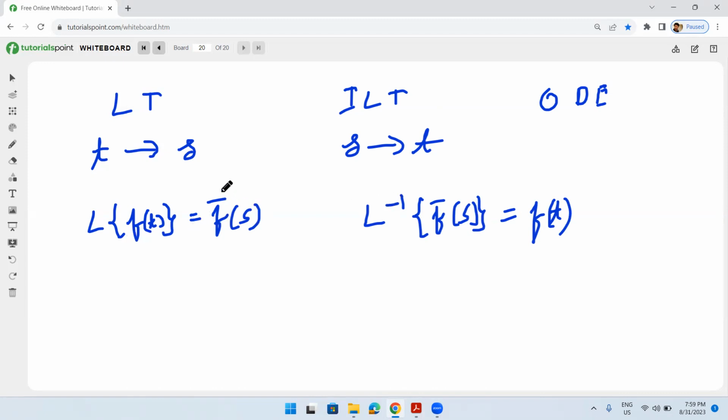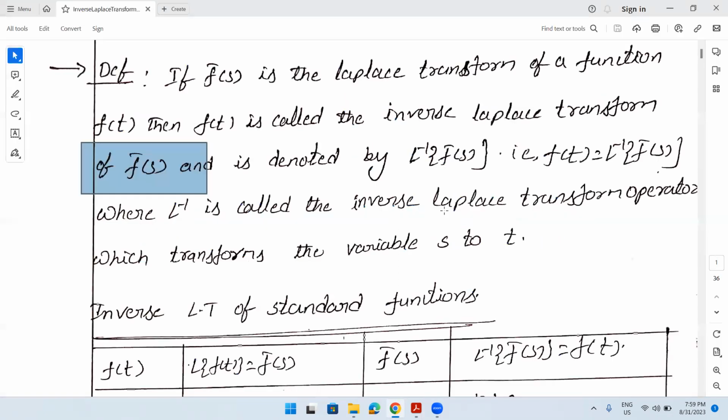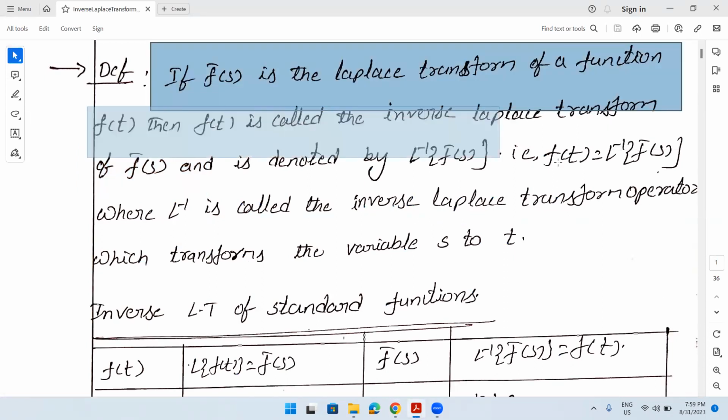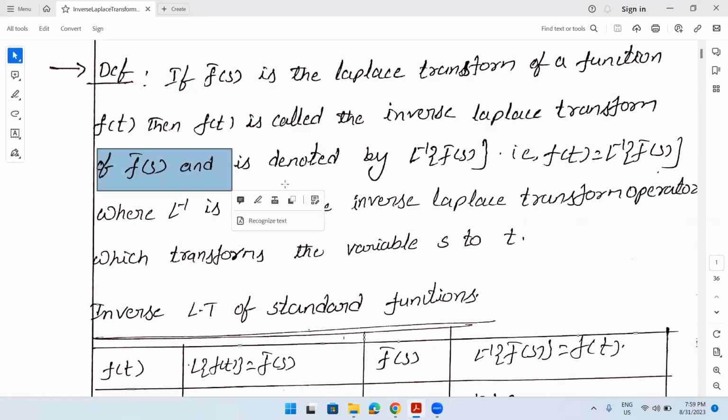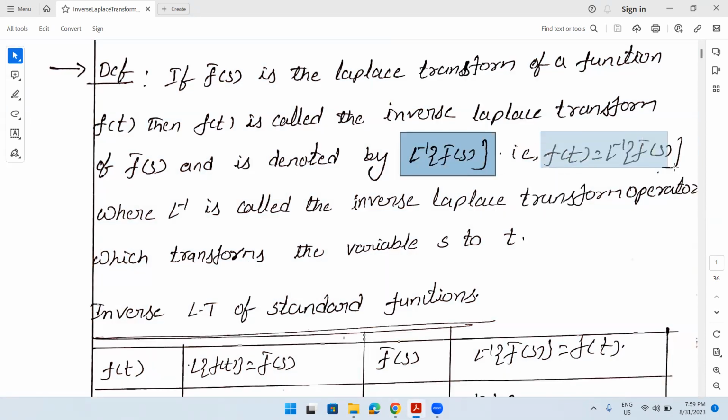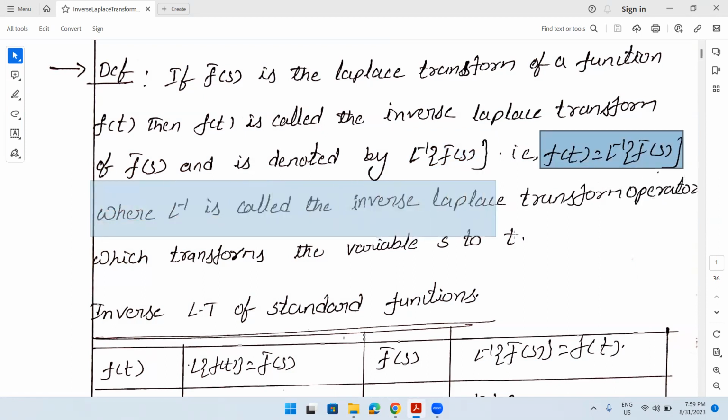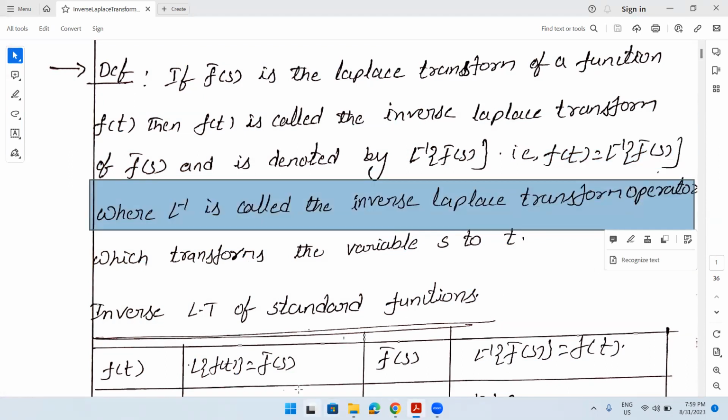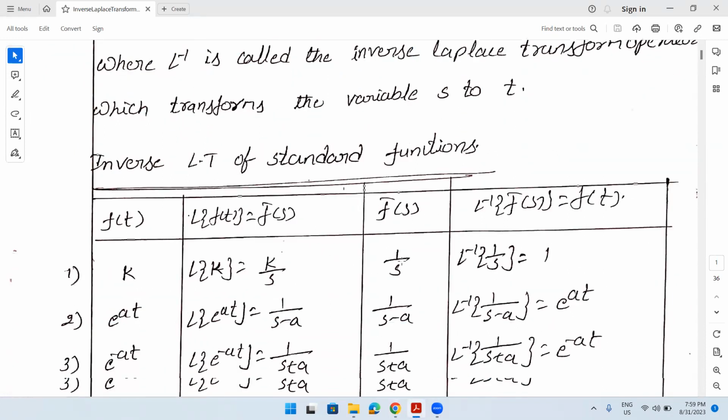The definition says that if f bar of s is the Laplace transform of a function f of t, then f of t is called the inverse Laplace transform of f bar of s. And it is denoted by L inverse of f bar of s. That is, f of t is equal to L inverse of f bar of s, where L inverse is called the inverse Laplace transform operator, which transforms a function of s to a function of t.